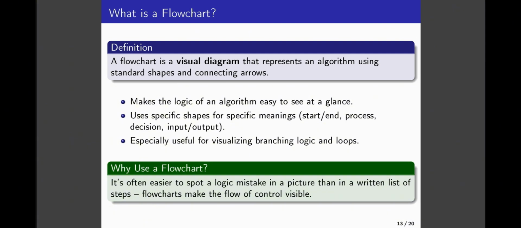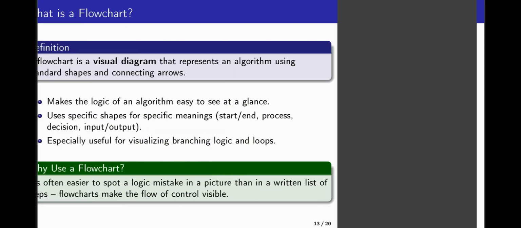So why bother with a flowchart at all? Because even if we have an algorithm, it's often much easier to spot a logic mistake in a picture than in a written list of steps. So a flowchart makes the flow of control visible.